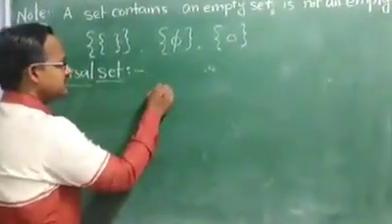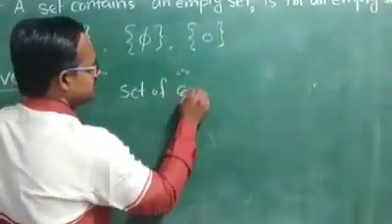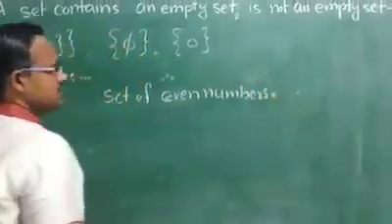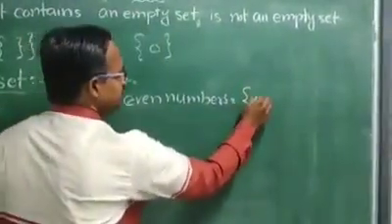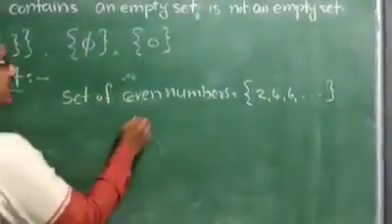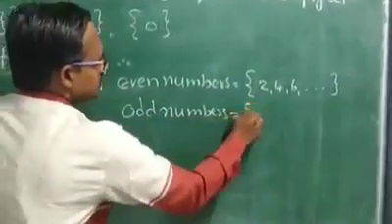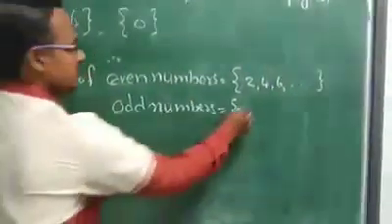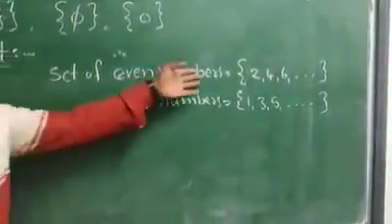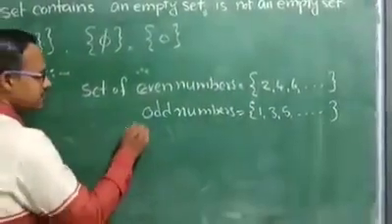Suppose I am taking the set of even numbers. So what are the even numbers? 2, 4, 6 and so on. Similarly, odd numbers. That means 1, 3, 5 and so on. These even numbers and odd numbers, from where did we take them? It is from the natural numbers.